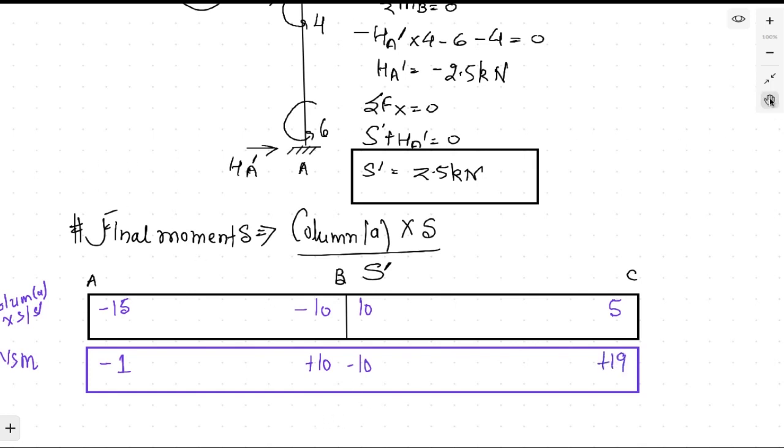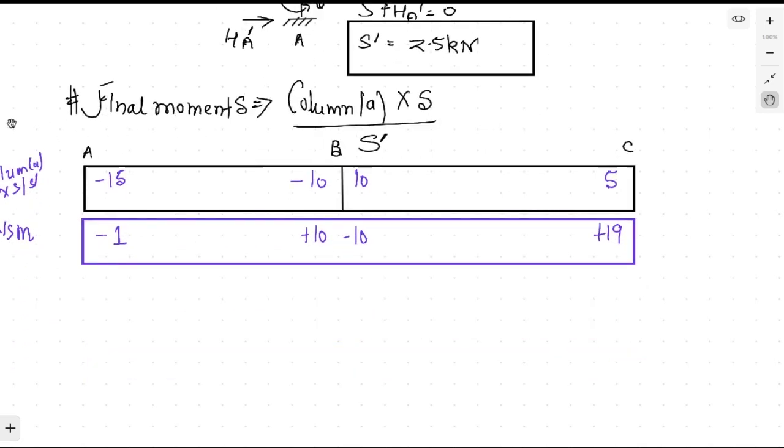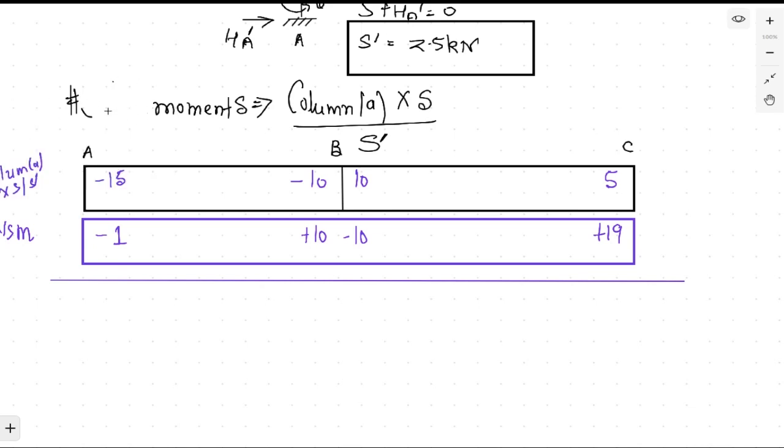Now what we have to do is that you have to add these two values. इन दोनों को आपको ऐड कर देना है in order to get the final resultant moments. इनको final मत लिखो, चाहो तो कंफ्यूज हो जाओगे. इनको moments लिख लेते हैं हम, that the final resultant moments. This will be minus 15 minus 1. This is minus 16. Minus 10 plus 10. This is 0. This is 0 and this will be 24. These will be the values.